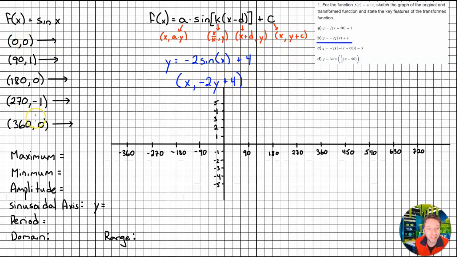So let's look at what these new points are going to be. So our x is going to be the same. And then -2 times 0, which is 0, and then plus 4. And let's do this for the rest of the points. So we have 90, and so -2 plus 4 is 2.